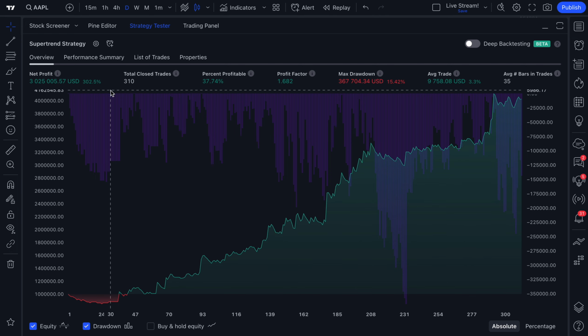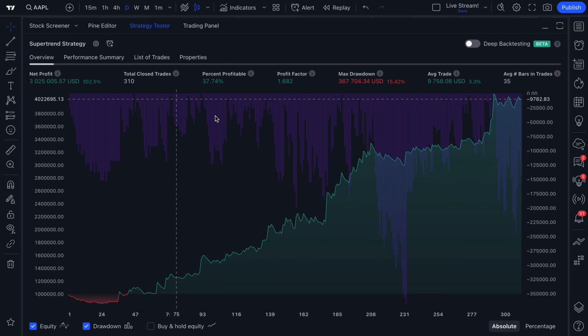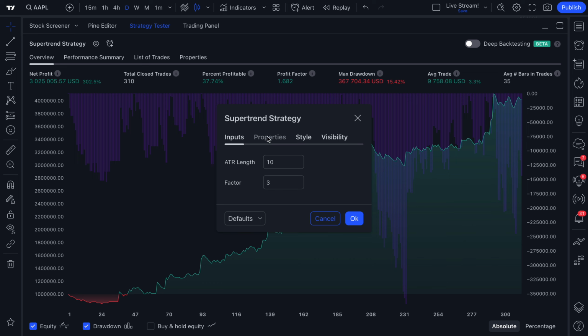Now, the inputs of the strategy tester are important. We talked about what the columns here mean: net profit, total closed trades, etc., etc. But the settings menu is equally important because after you've coded up your strategy or used a built-in strategy, you want to make sure that the strategy tester is set up to your exact specifications. So if you click the settings menu, now from here you can actually adjust the inputs. So for this, you can adjust the inputs of the strategy that you've added to the chart. We've added the super trend strategy, and we can change the ATR length or the factor. These are both inputs about the strategy. This is what determines our buys and our sells in this example.